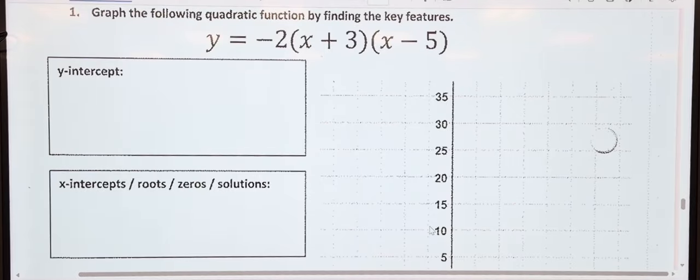Yes. All right. So Ricardo, I'm looking at this problem. What form of a function is this?